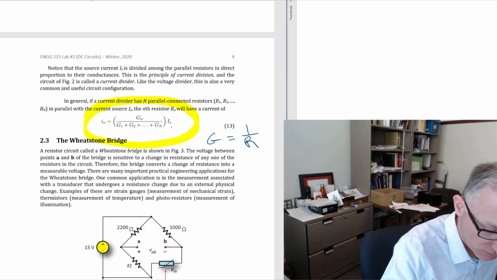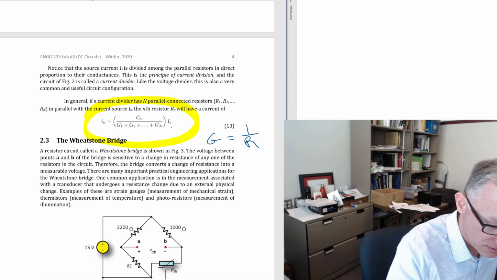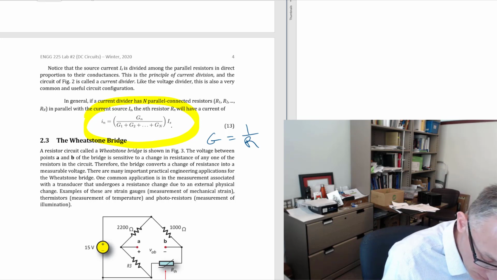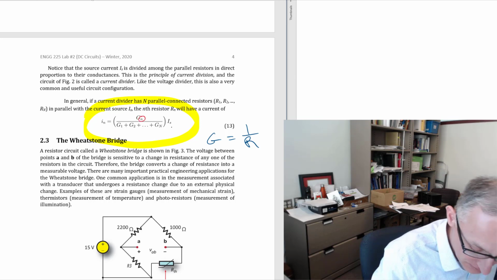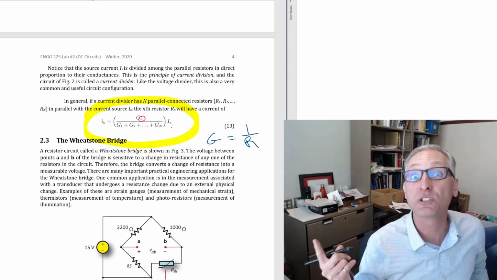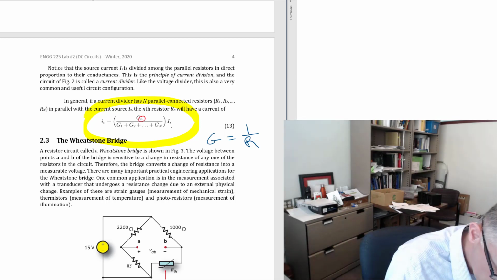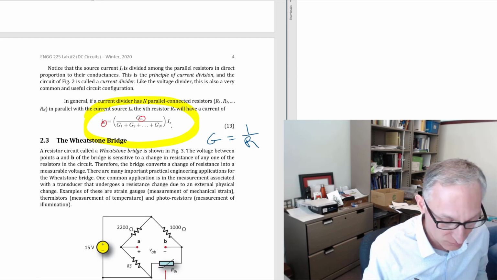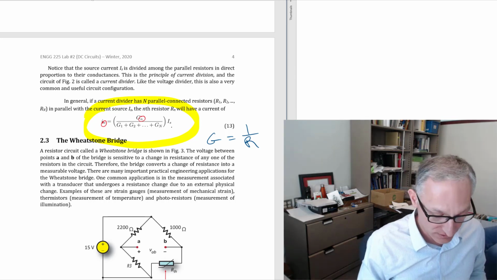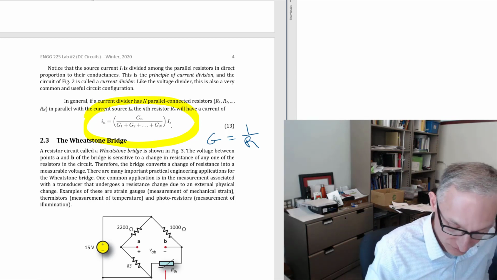So then what we have is the conductance of the resistor in that branch that we're interested in, over the total conductance, times the current, giving the current associated with that branch. Okay, so that's very interesting.